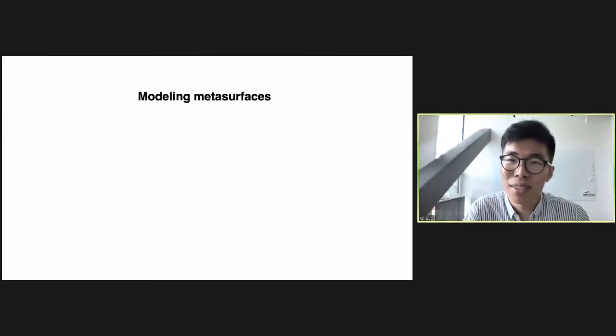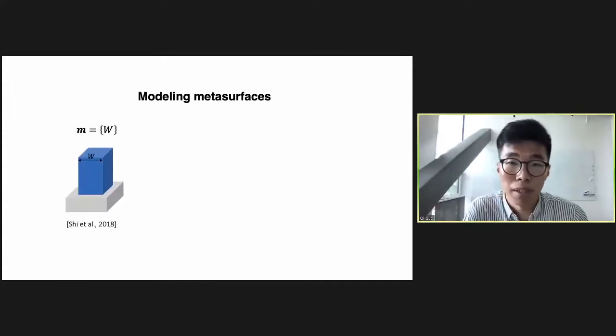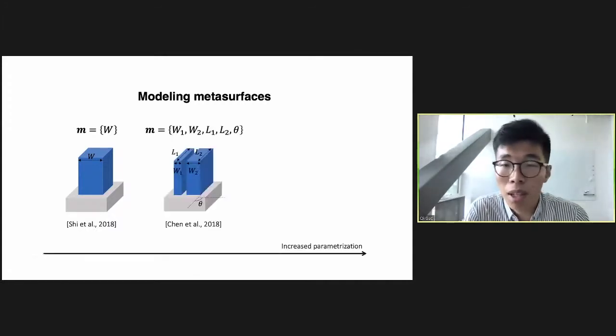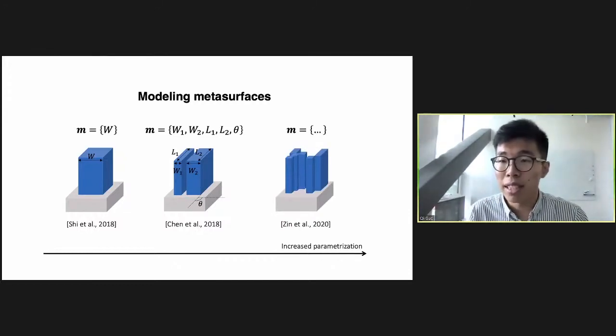There are two reasons to develop a fast approximate model F. The first is due to the increasing complexities to represent the metasurface shape M. In the early years, people have tried simple shapes of nanopillars, for example, the cuboid nanopillars. In this case, the space of nanostructures can be characterized by a single parameter. With more complicated nanostructures, the number of shape parameters increase. Recently, people started to design these free-form nanostructures and even stacking multiple layers, and the shape space becomes much, much larger.